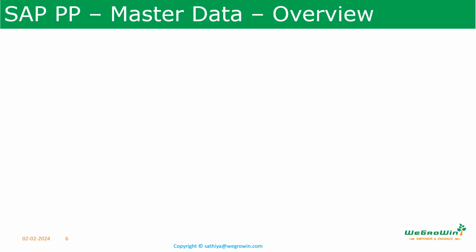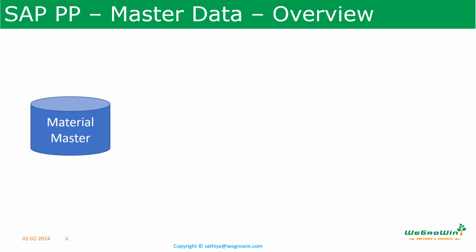Here we will discuss the overview of basic master data, and in later sessions we will discuss them in more detail. As a first step, create the material master of the product. It may be a finished good or subassembly that needs to be produced. You should create material masters for the raw materials and components which will be procured externally, and will eventually become part of the production process.